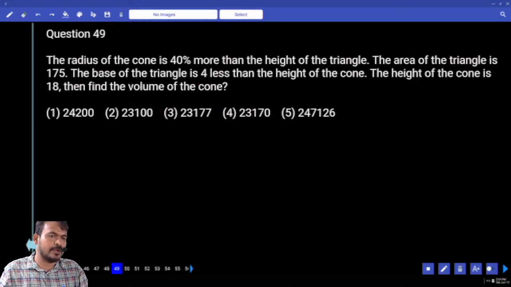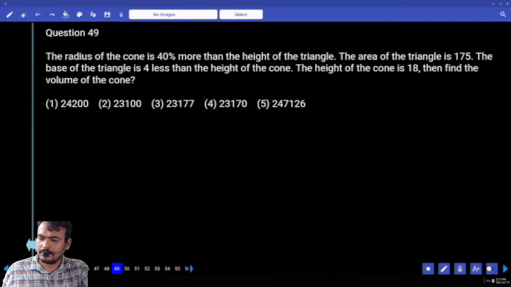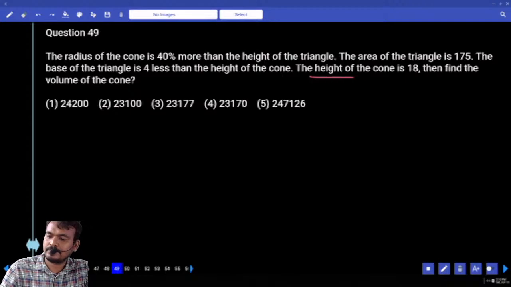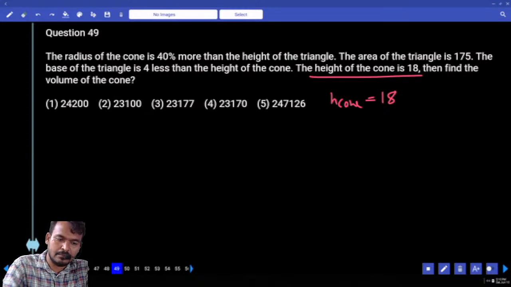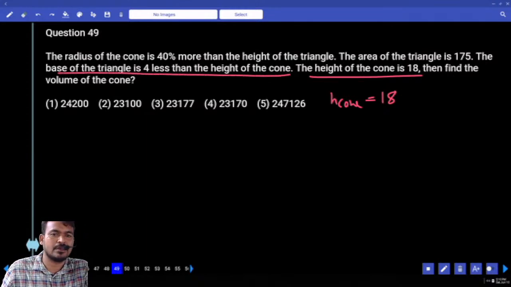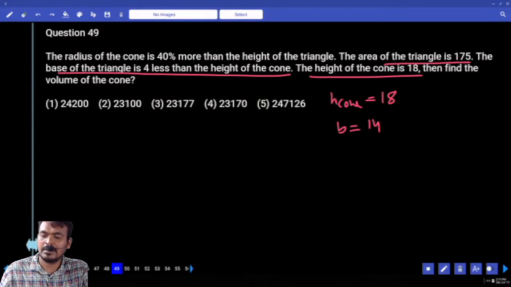Volume of a cone means 11 multiple. First option is an 11 multiple. Yes. Second option is also. Two options are 11 multiples, so we do not take the verification. The general procedure: first, the height of the cone is given as 18, and the base of the triangle is 4 less than the height of the cone, means base value 14. Area of the triangle is given as 175, means half into base 14 into height.